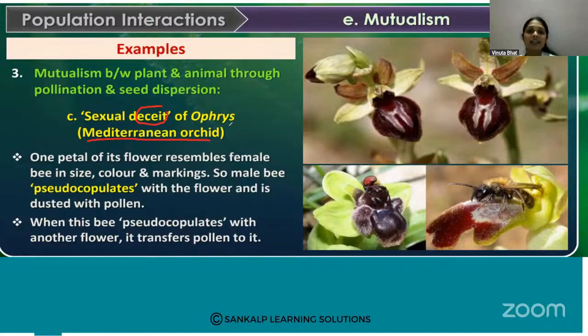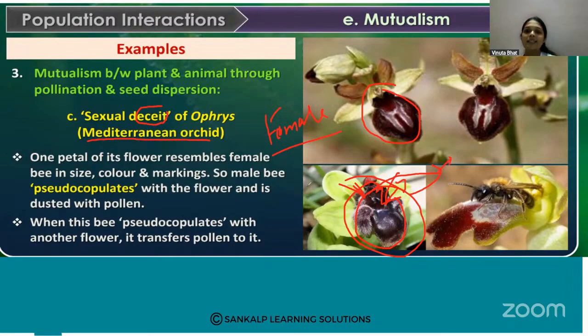So what type of relationship is it? See this one petal of this flower. It looks like a female bee. When the male bees observe this one petal, they think it is a female, and pseudo-copulation takes place. During this copulation, the bees are dusted with the pollen grains. When they move to the next flower, the pollen grains transfer to the stigma.